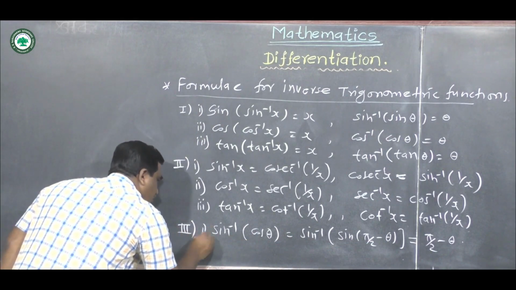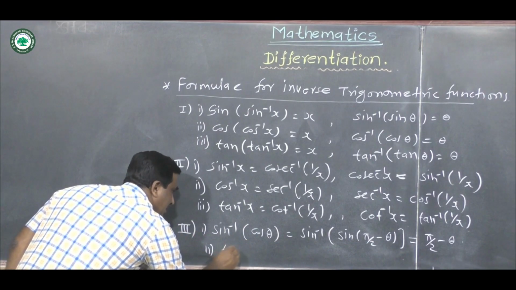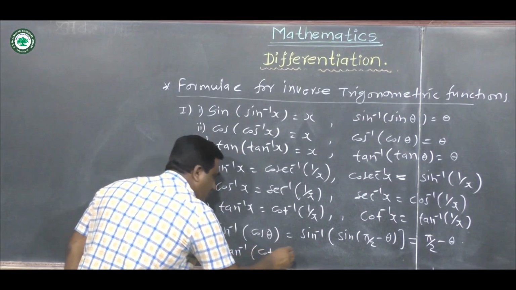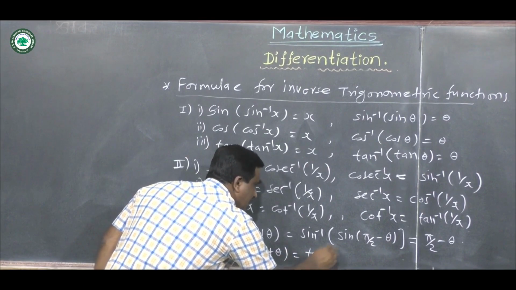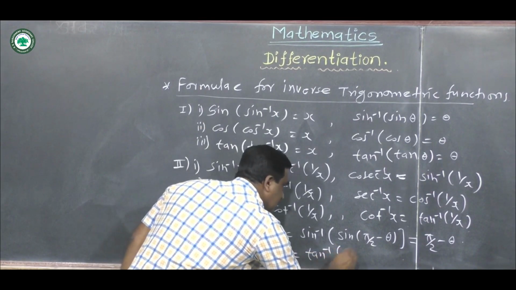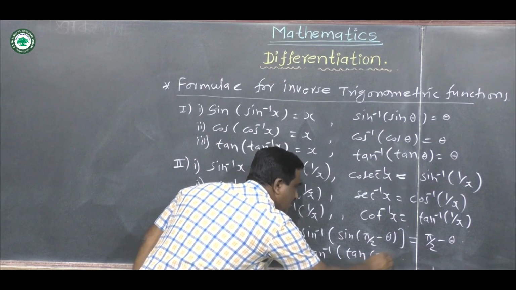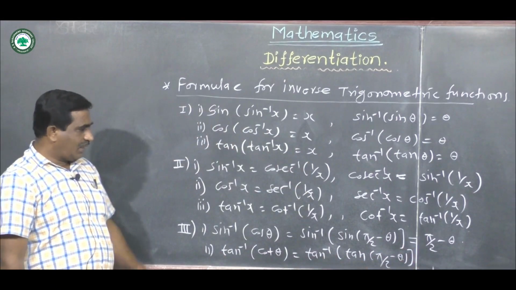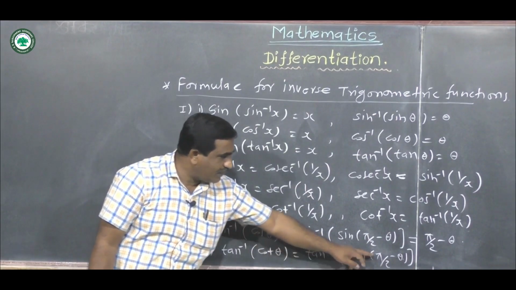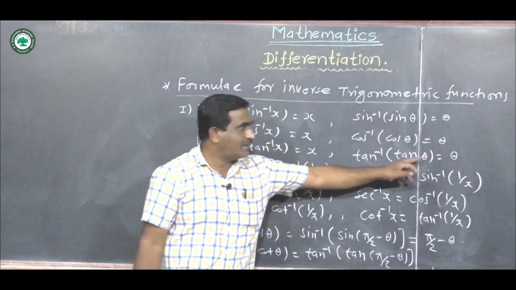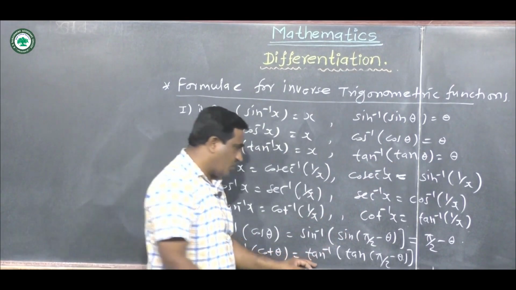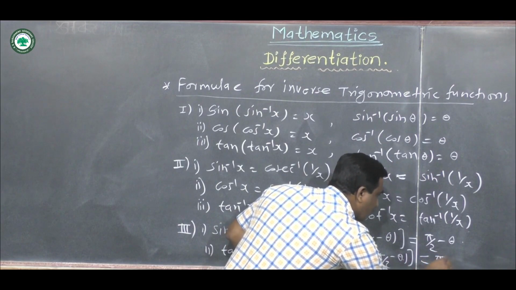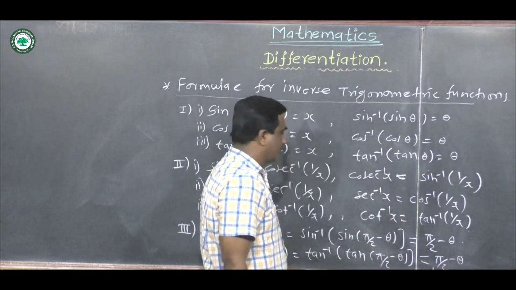We can write one more formula here, tan inverse of cot theta is equal to tan inverse of tan of pi by 2 minus theta. Now again we can use the formula tan inverse of tan theta is equal to theta. Therefore tan inverse of tan of pi by 2 minus theta is equal to pi by 2 minus theta.